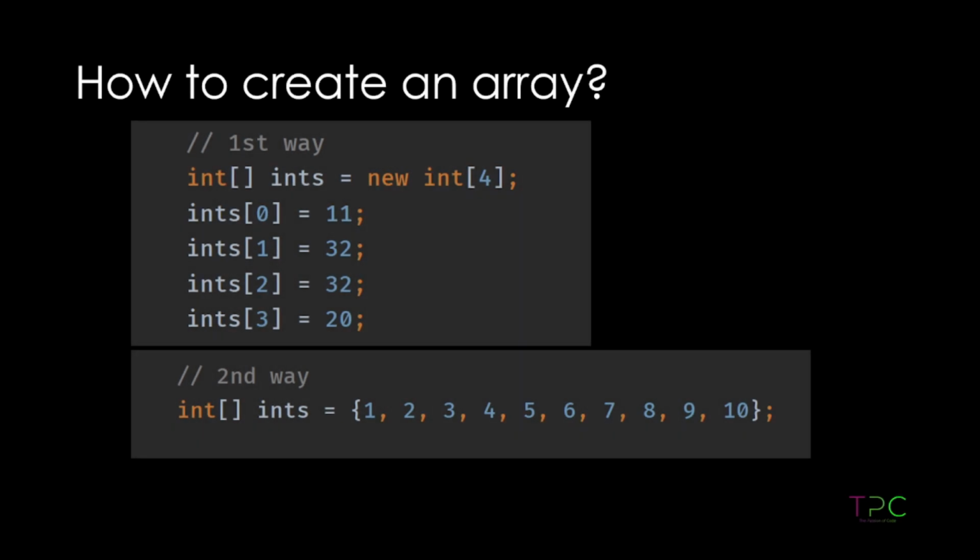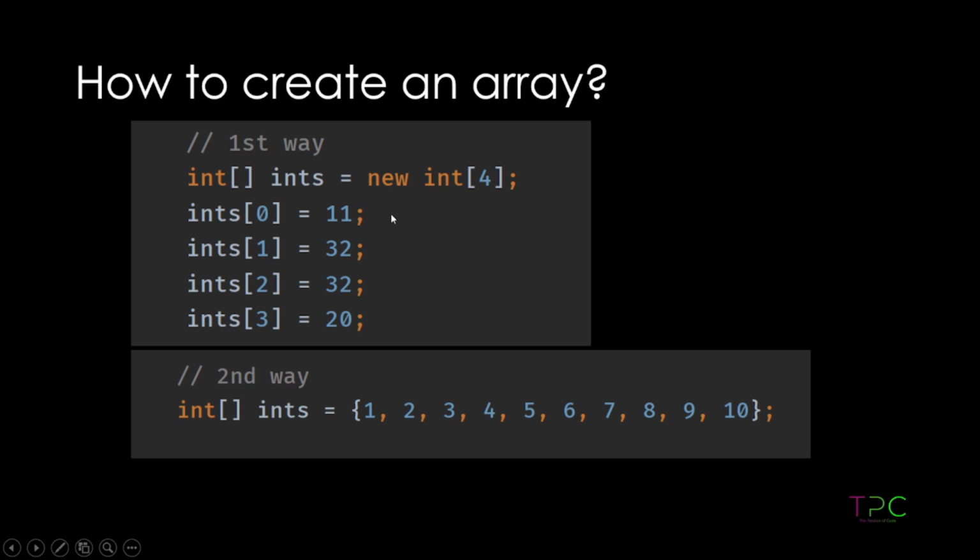Okay, let's understand now how to create an array. Basically, we've got two ways. The first is as follows. First of all, we need to provide a type as for a standard variable. Then we need to provide square brackets to indicate that it's an array. Next point is the name of our array and the assignment mark. Next one is the new keyword.